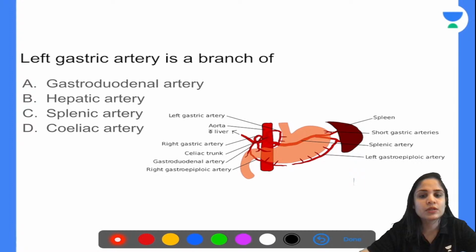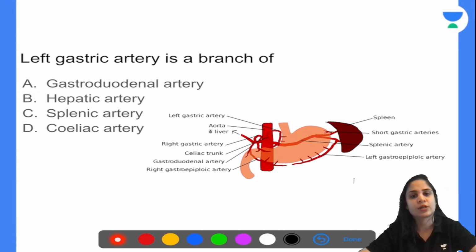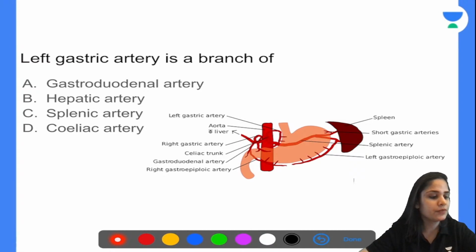They will ask you the arterial supply of the stomach, and then out of any of those arteries, they will ask you one of the major ones: that artery is a branch of which artery? Okay, one of the very common questions that comes in the exam.